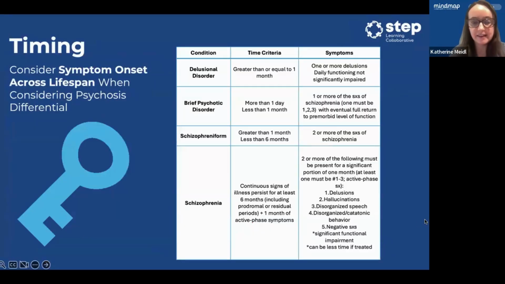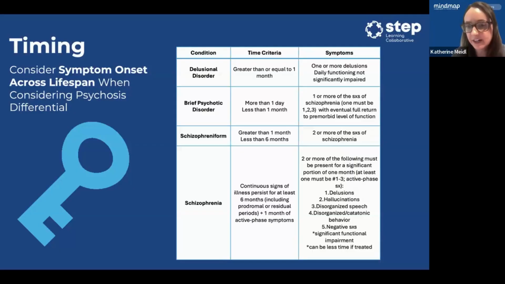And then the next thing that Hena already really talked about, and you all brought up too when thinking about this case, is the timing, and considering the symptom onset across the lifespan when considering our differential for psychosis. And so I actually want to start at the bottom of this graph, with schizophrenia.